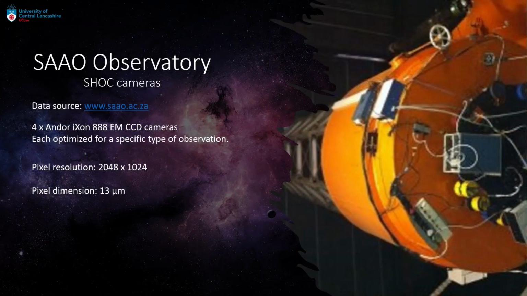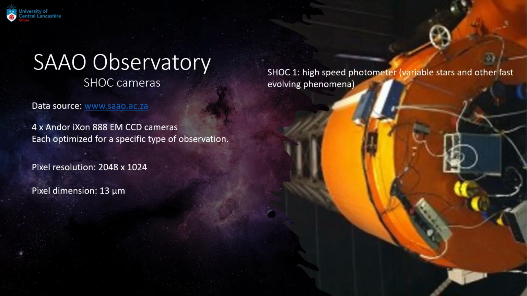The 4 SHOCK cameras are each optimized for a specific type of observation. The first, SHOCK 1, is a high-speed photometer that can capture up to 50 frames per second, allowing it to track the rapid changes in brightness of variable stars and other fast-evolving phenomena. The second, SHOCK 2, is a high-speed imager that can capture up to 25 frames per second, making it ideal for capturing the rapidly changing details of solar system objects like asteroids and comets.